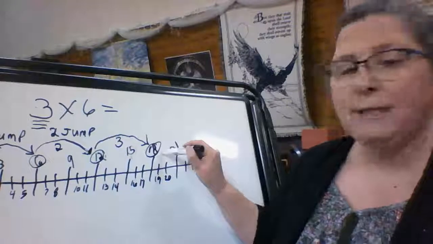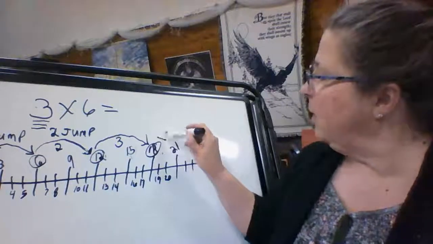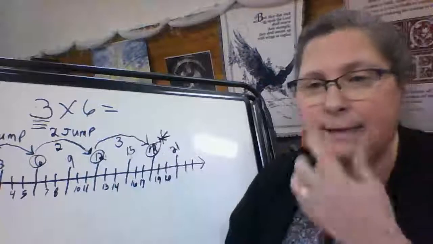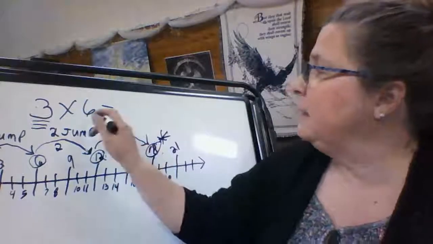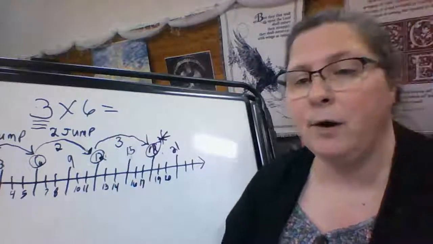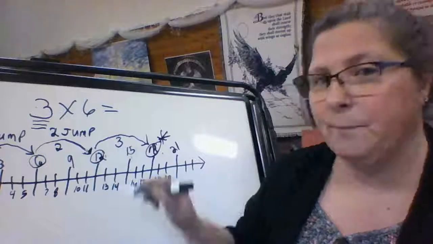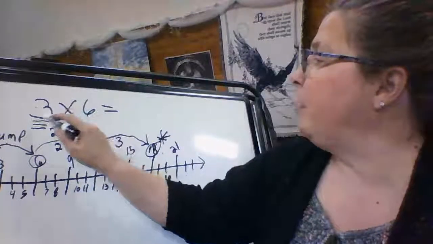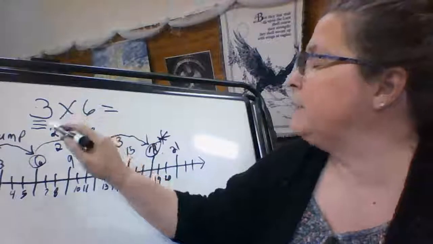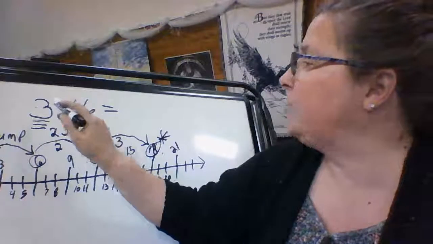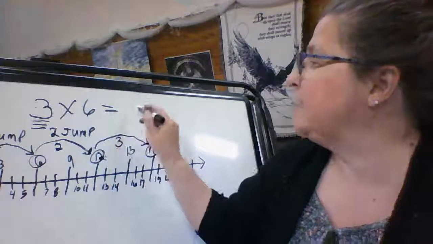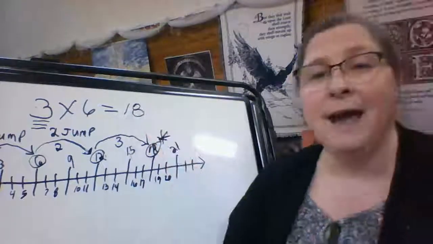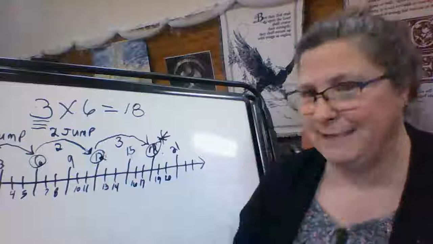So what did we land on? We landed on 18, didn't we? So what do you suspect is this product? Remember, our product is our answer. So the factor of 3 times the factor of 6 equals the product of 18. Excellent. You guys have done an amazing job.